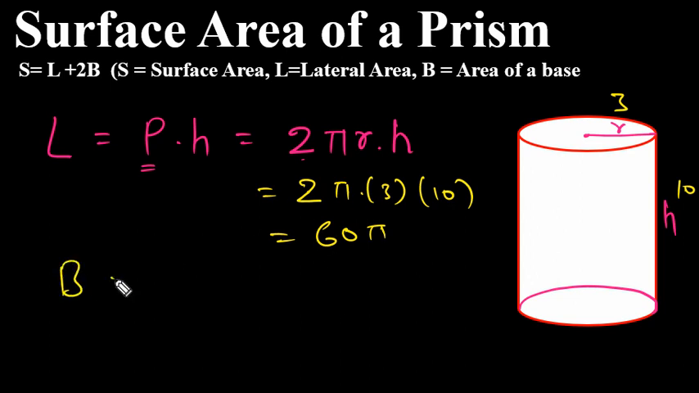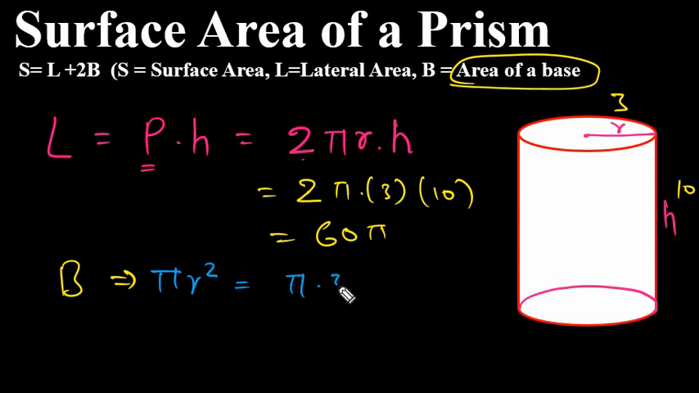Now the area of a base, the B stands for the area of a base. So the base is a circle. Now what is the area of a circle? That is pi r square. So pi times 3 square, 3 square is 9, so 9 pi.